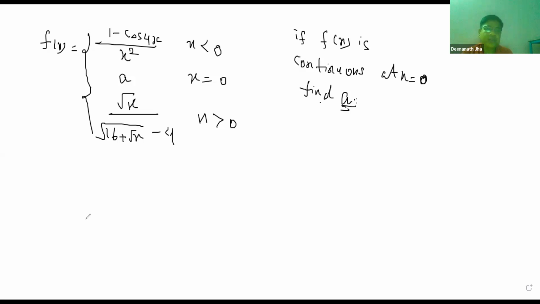This is a question from the CBSE, JEE, exemplar. There are many questions. Try it. f(x) = (1 minus cos 4x) by x squared when x is less than 0, a when x is equal to 0, and root x divided by root 16 plus root x minus 4 when x is greater than 0. We have to not use the concept of L'Hopital's rule (h). Just solve the limit.